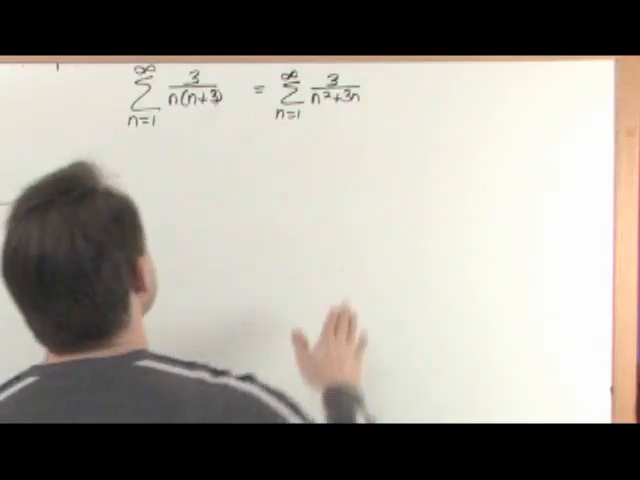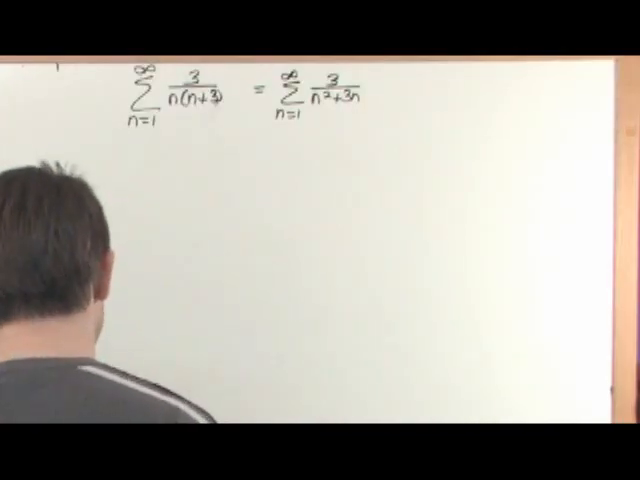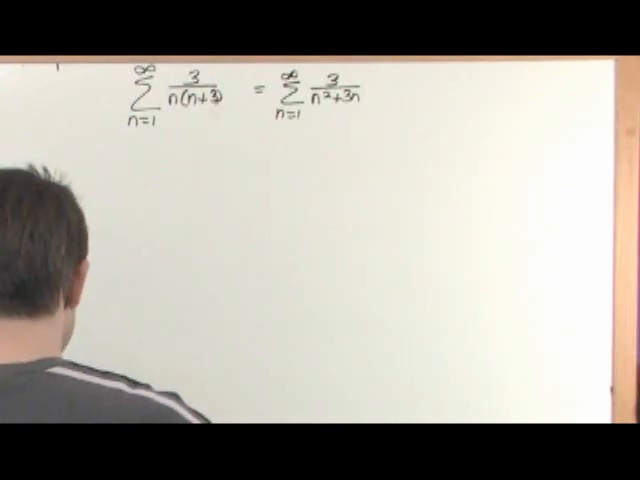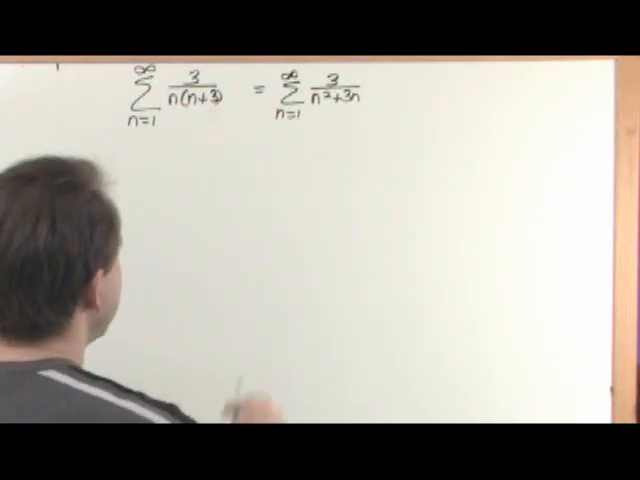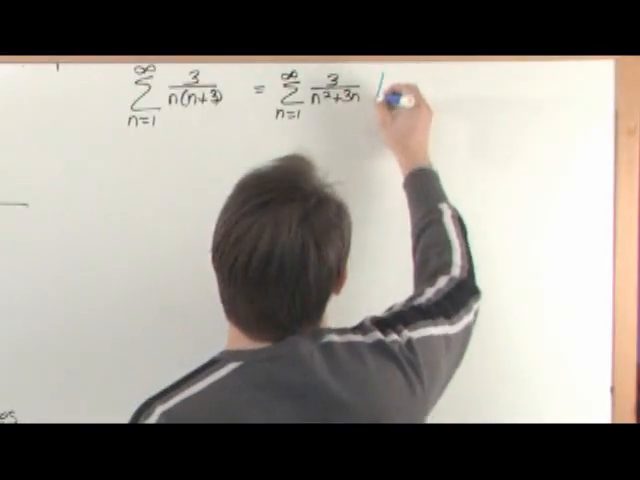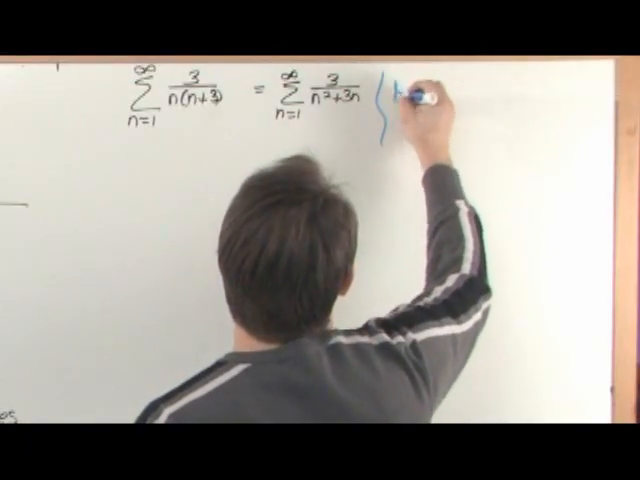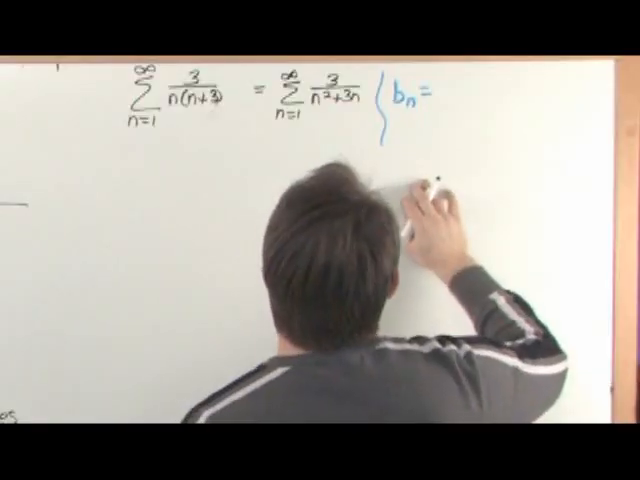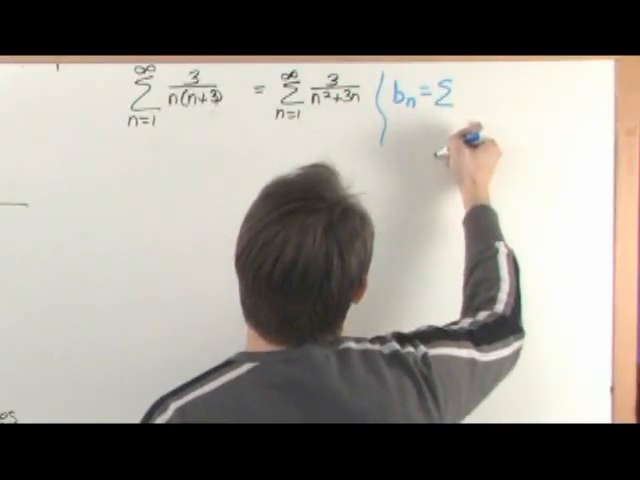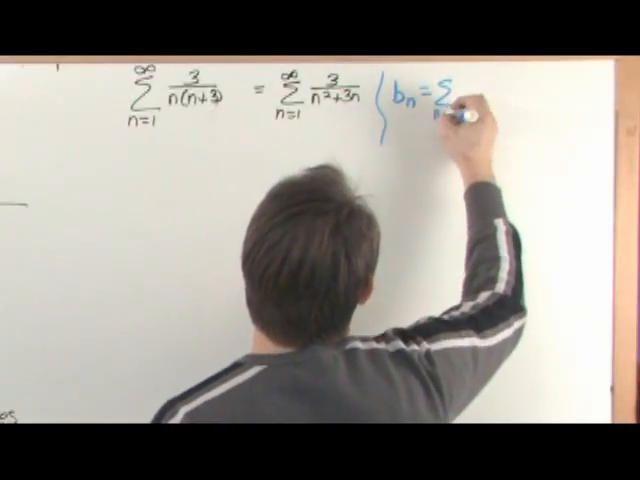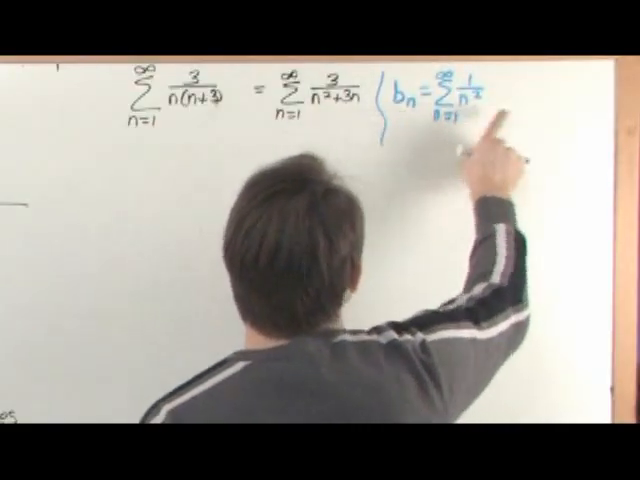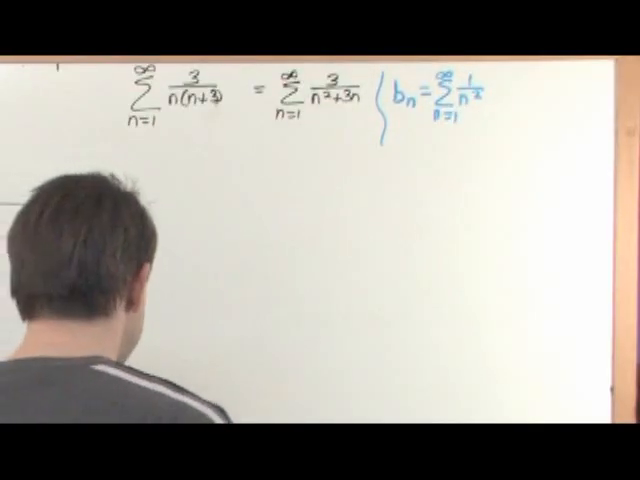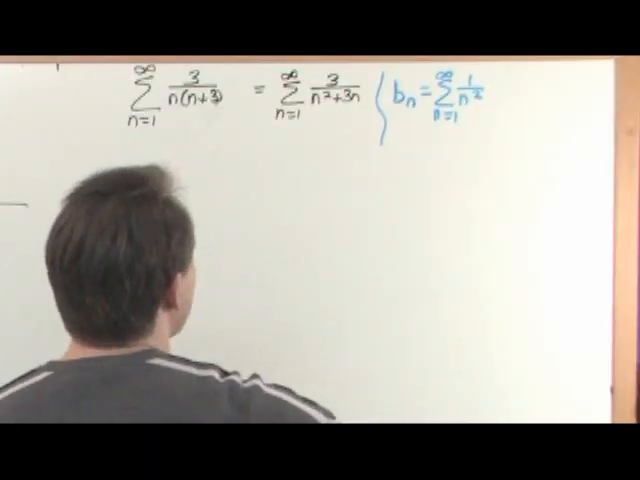My first instinct is just to compare it to 1 over n squared, okay, because it's convenient. And it looks like it's an easy way for me to see which terms are bigger than the others. So I can say that the b sub n series is equal to the sum from n equals 1 to infinity of 1 over n squared. Now, does that help me here? Can I figure out which terms are bigger?